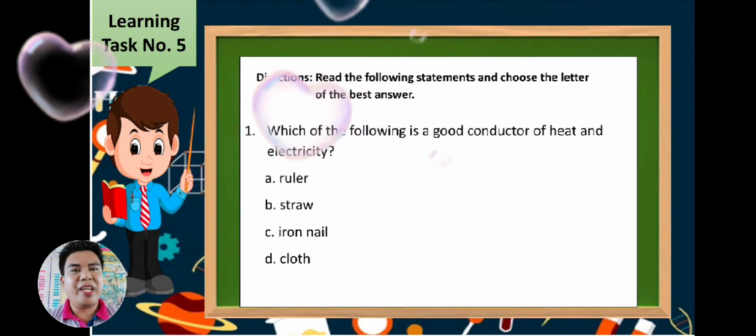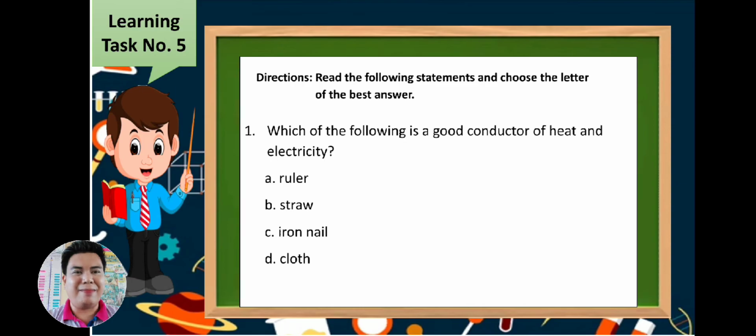And let us continue with our learning task number 5. Everybody, let us read the directions. Read the following statements and choose the letter of the best answer. Number 1. Which of the following is a good conductor of heat and electricity? Letter A, ruler. Letter B, straw. Letter C, iron. Letter D, cloth. Our answer for this question is right, you got it. Letter C.